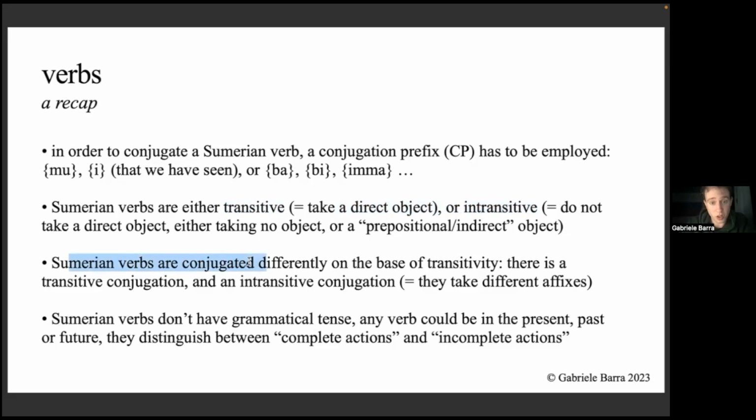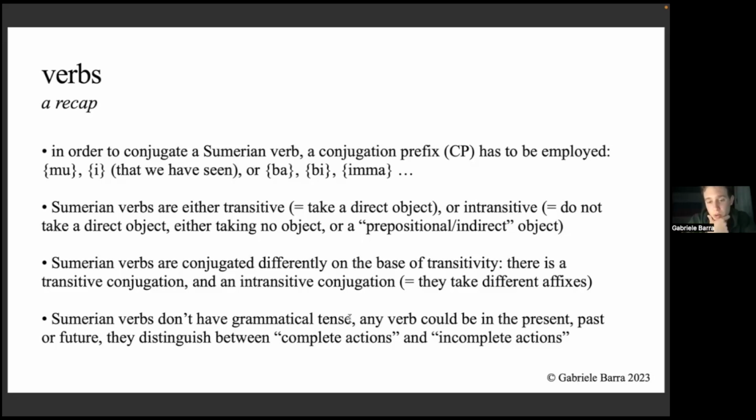And Sumerian verbs are conjugated differently, so there are different conjugations, different suffixes and prefixes, depending on whether the verb is transitive or not. And another aspect is Sumerian verbs don't have grammatical tense inside of them. So you can say "I do," and that means both "I did," "I do," and "I will do," depending again on the context. But what is important is grammatical aspect.